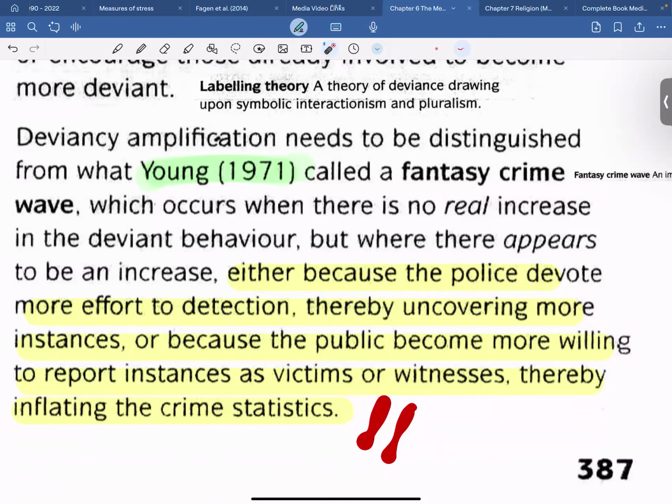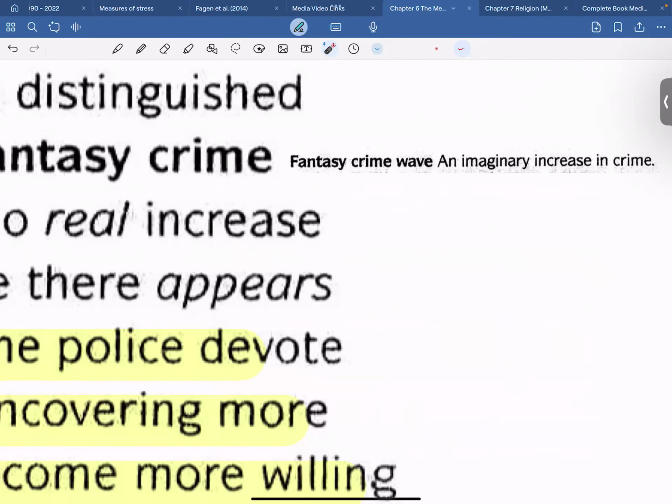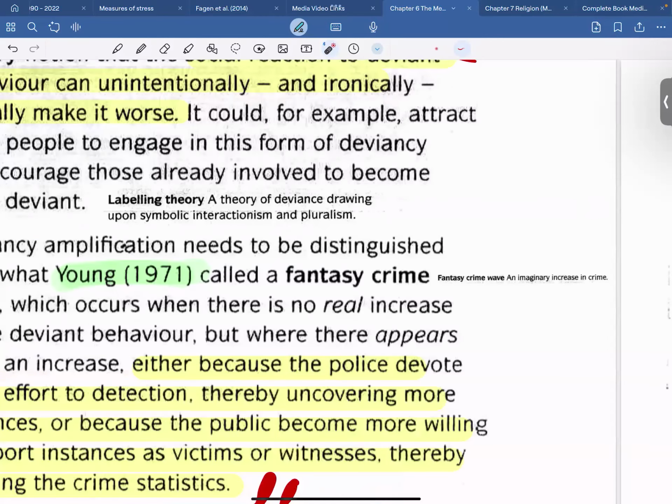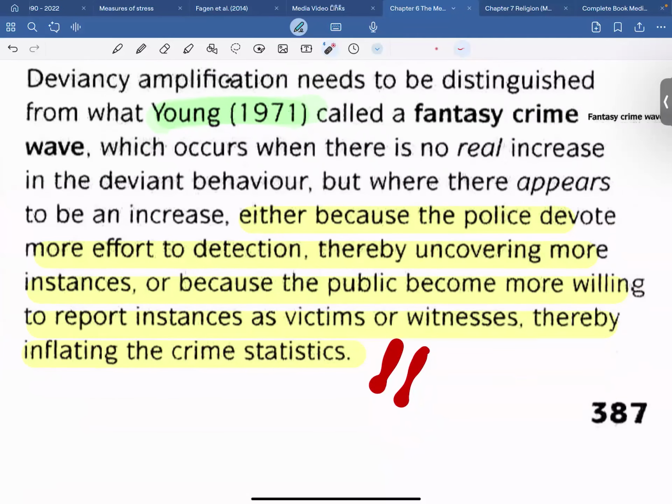Taking this further, let's discuss this term fantasy crime. Now, what does the word fantasy crime mean? A fantasy crime wave is an imaginary increase in crime. There's a possibility that the more the media showed a particular criminal activity, the more pressure the law enforcement agencies had on them.